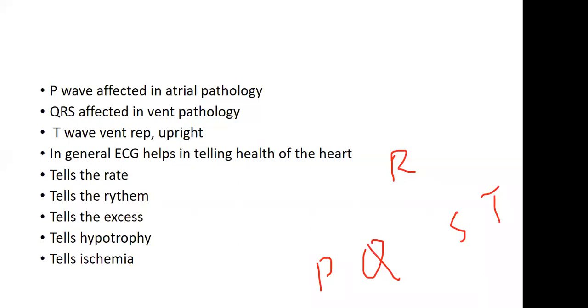Then it also tells the axis. The axis, spelled A-X-I-S, is the one in which we determine the main flow of the current flowing through the heart. So this has to be discussed later on. Then another point is that ECG tells us hypertrophy. This is not hypo, it is hyper: enlargement of the chambers, enlargement of the muscles of the heart. For example, the left ventricle enlarges in case of hypertension. The right ventricle enlarges in case of pulmonary hypertension.